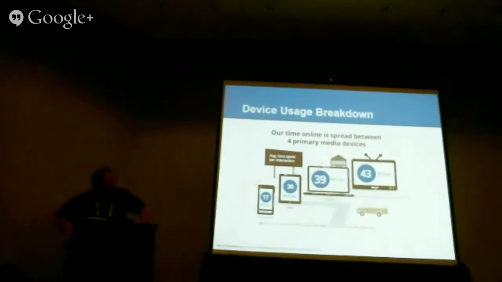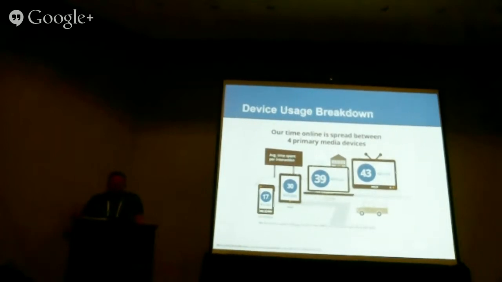So you look on your cell phone, you're spending about 17 minutes per interaction. So whatever you do, you spend about, on average, 17 minutes. On your tablet, about 30 minutes. On your PC, 39 minutes. And 43 minutes in front of the TV. That's on average, and granted, these weren't technical people. They were just your average run-of-the-mill Americans they did this study on to break it down.